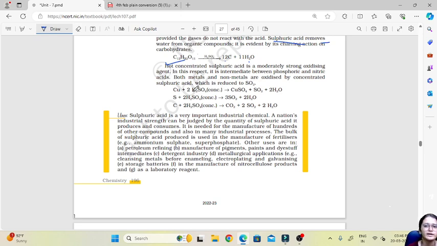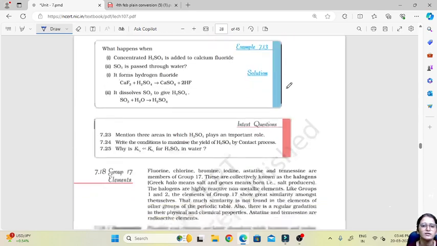And then both metals and non-metals are oxidized by concentrated sulfuric acid. So these reactions are also equally important. Copper, when treated with concentrated sulfuric acid, gives copper sulfate, sulfur dioxide and water. When sulfur is treated with concentrated sulfuric acid, it gives sulfur dioxide and water. And carbon, when treated with sulfuric acid, gives carbon dioxide, sulfur dioxide and water.